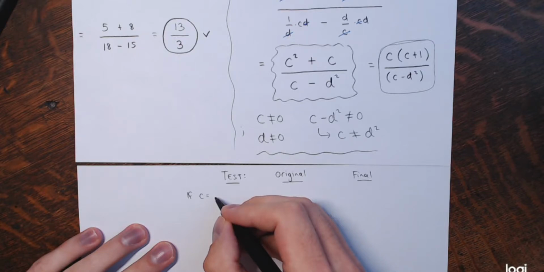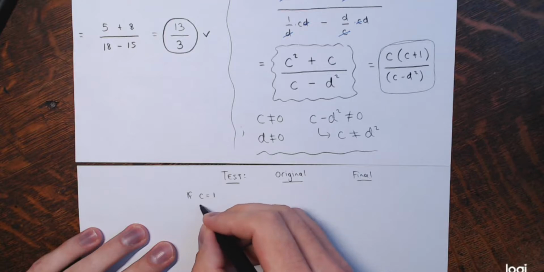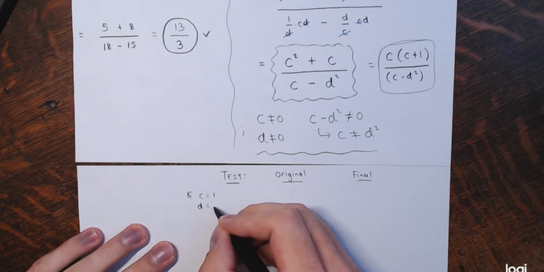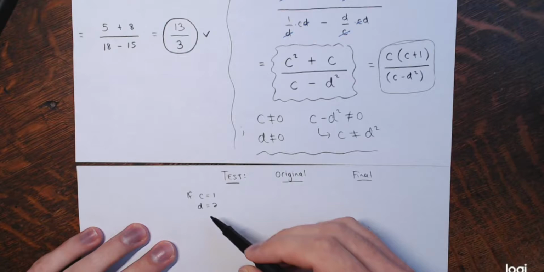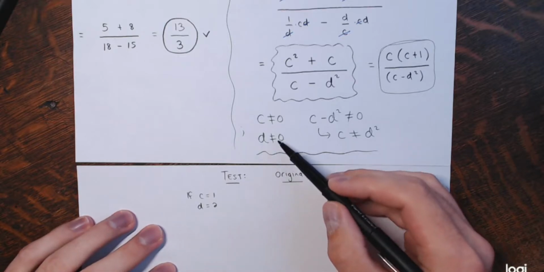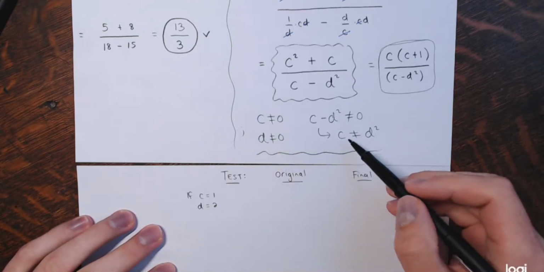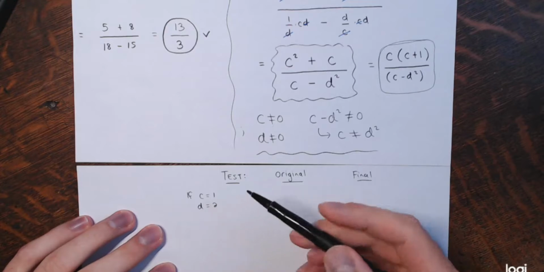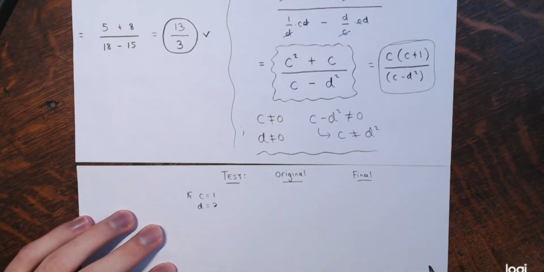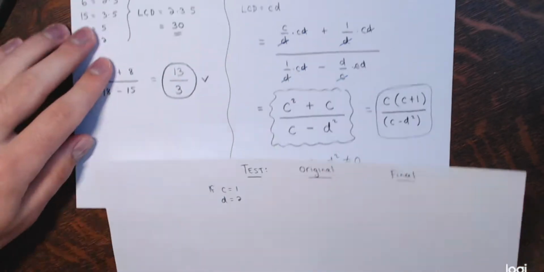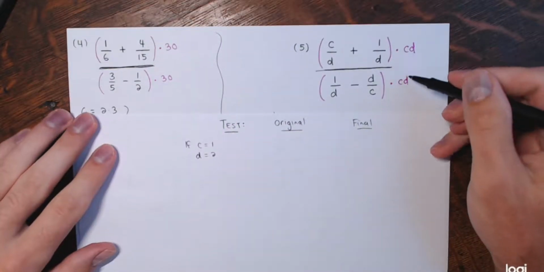Yeah, I'll let c be 1 and d be 2, right? Because again, just so long as c and d aren't 0, and c is not equal to d squared, which is not happening here. These are allowable values. I go back to the original expression, again, ignoring the times cd, back to the way it originally looked.